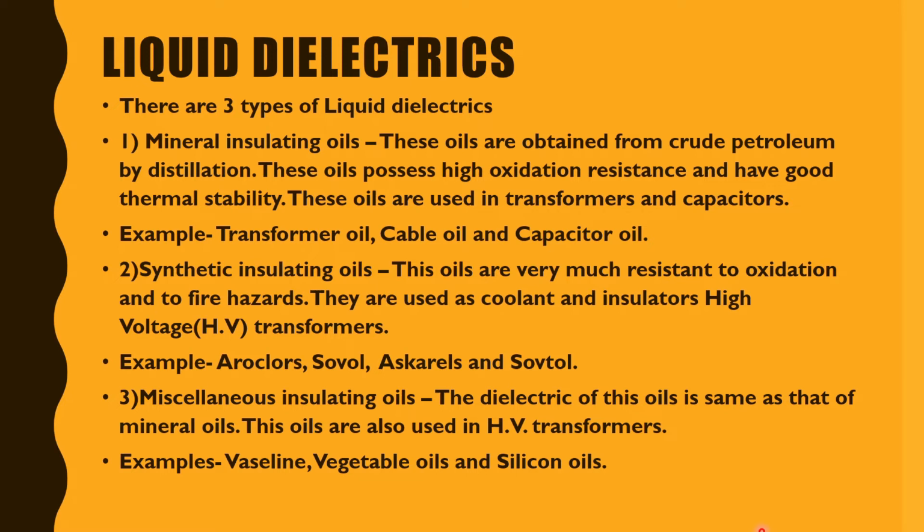The third is the miscellaneous insulating oil. The dielectric of this oil is the same as that of the mineral oil, which means it has very high oxidation resistance. These oils are basically used in high voltage transformers. Examples are Vaseline, vegetable oils, and silicon oils.